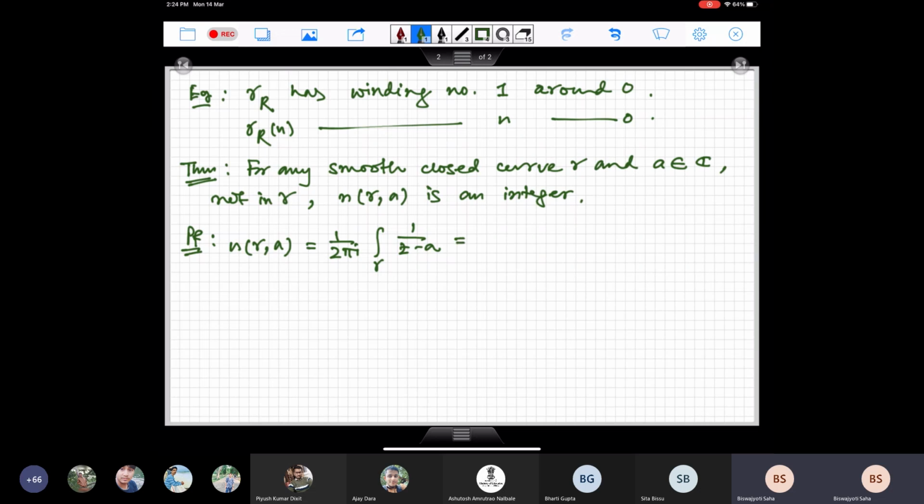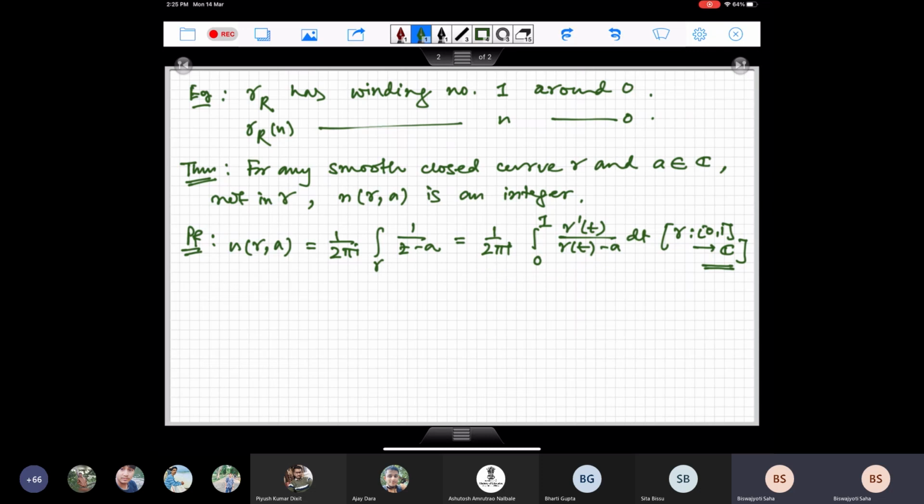Now, if I use the definition of path integral, I get this is 1 over 2 pi i times the integral. Let's say gamma is given by gamma(t) for t from 0 to 1. So this is the integral from 0 to 1 of gamma prime(t) over gamma(t) minus a dt. Of course, generally, if nothing is said, I am assuming gamma is a map from [0,1] to C, a closed curve anyway. Therefore, I need to show that this is an integer.